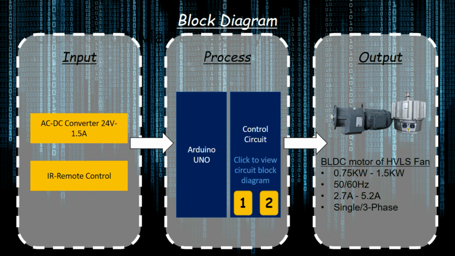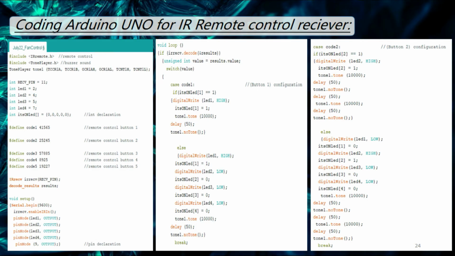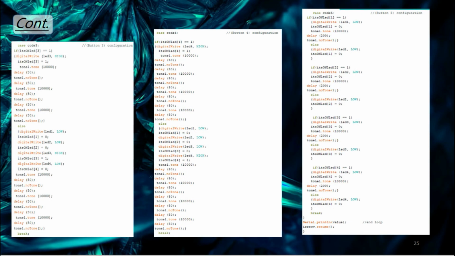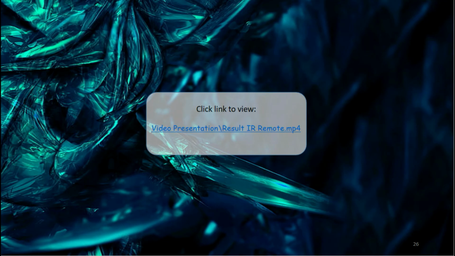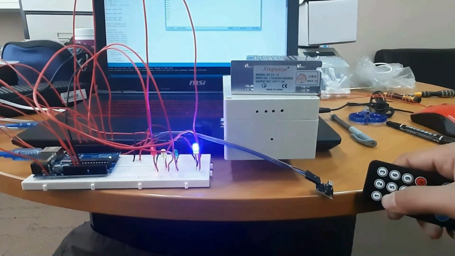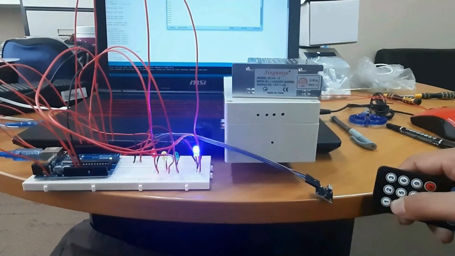So these two circuits are not the final circuit for this system. So I need to research more to stabilize the output and get the exact result for the application of the HVLS fan. Okay, that's all for the block diagram. So this is my coding for the IR remote controller that is attached to the Arduino Uno. So this is a video that I recorded to prove the system coding is successful.